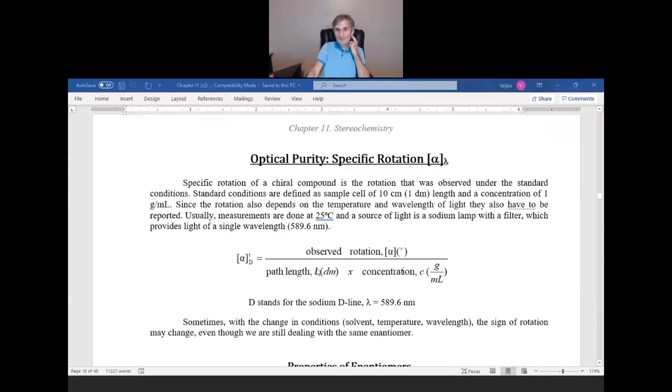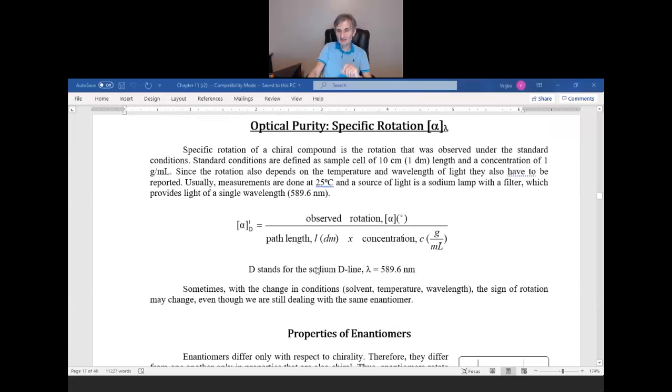And we report rotation as specific rotation, which means rotation taken under standardized conditions. So that rotation is labeled as alpha. The measurement has to be carried out at a particular temperature. Standard temperature is 25 degrees Celsius, and a particular wavelength of light. Symbol D means sodium D line. These days we also use the mercury green line, which has a different wavelength. And of course then alpha is different.